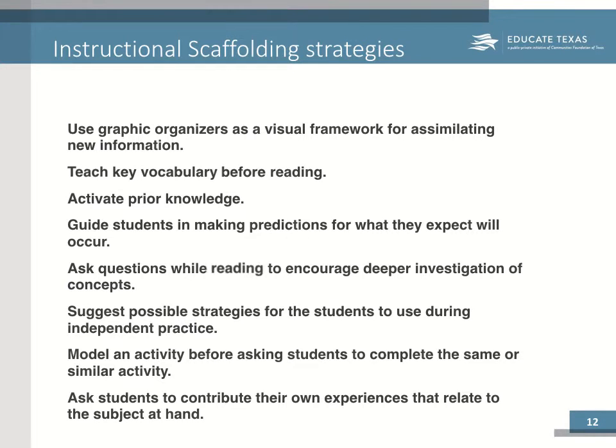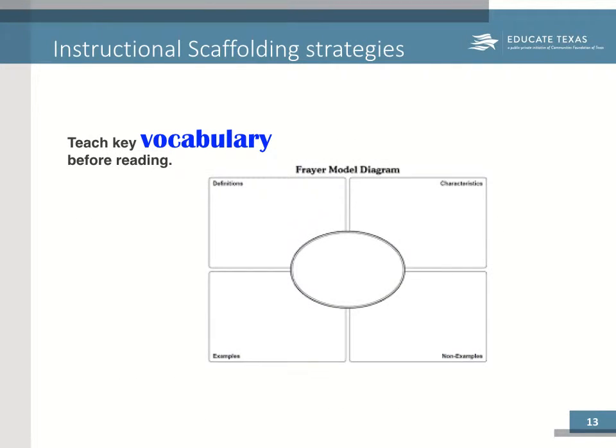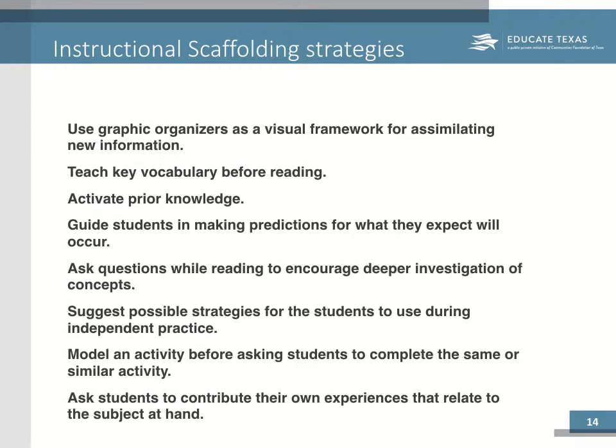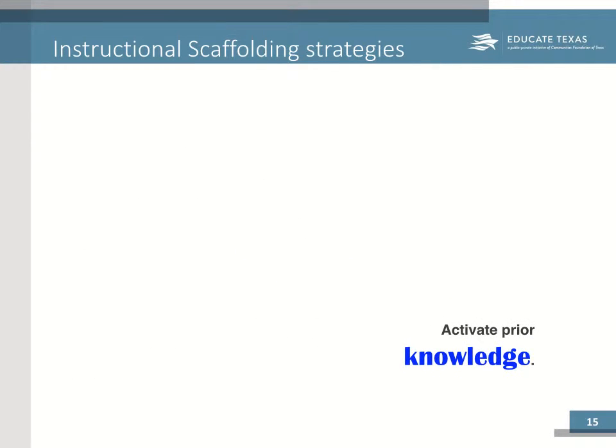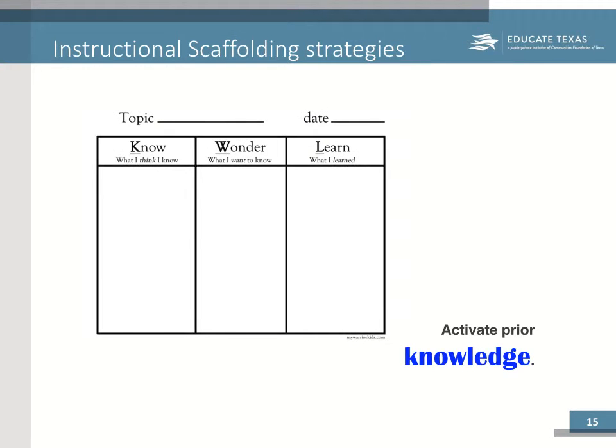What about teaching key vocabulary? When you use the Freyer model, you're using two kinds of scaffolds simultaneously. You're using a graphic organizer to teach key vocabulary. And what about activating prior knowledge? When you use the KWL chart, for example, to ask students what they already know about a topic. Again, you're using a graphic organizer to activate prior knowledge.